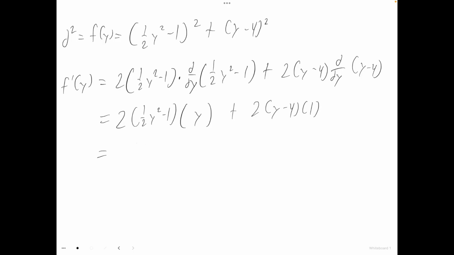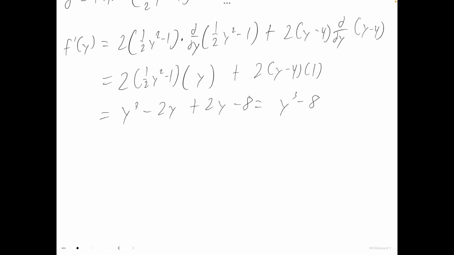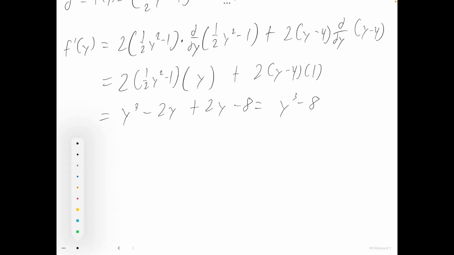So this then, if we multiply it through, is going to give us 2 times 1/2 is just 1. So we're going to get y cubed minus 2y plus 2y minus 8. So we get y cubed minus 8. We want to know when this is 0, so we're going to set this equal to 0. So y cubed minus 8 equals 0. So y cubed equals 8. So y equals the cube root of 8, which is 2. So our y value is then 2.